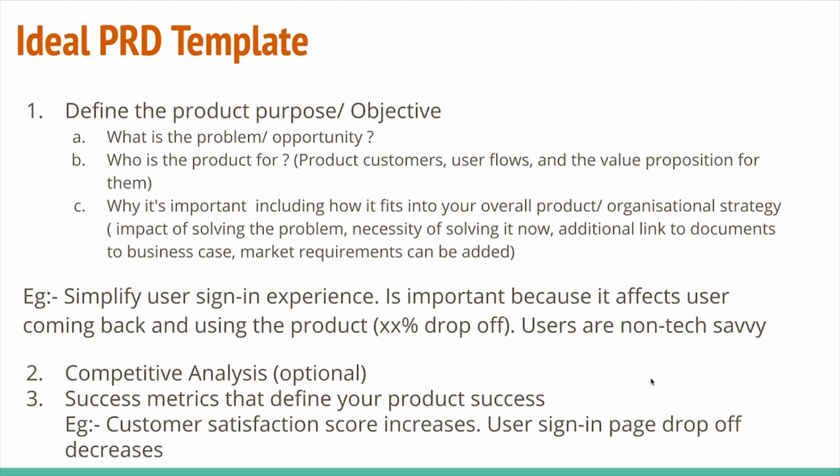The first component is basically the why part. You define the product purpose or objective. What exactly is the problem or opportunity that you're trying to solve for? Who is this product for? Your customers, if there are any user flows, the value proposition for them, and more importantly, why it's important. Why are you building it now? How it fits into your overall product or organization strategy. The impact, the business case, all of that comes in this section.